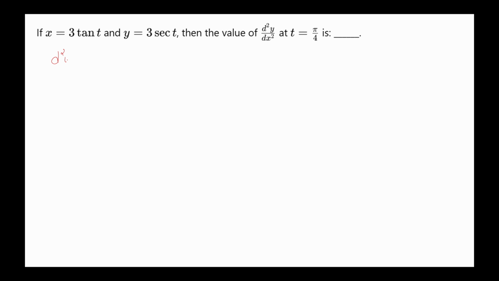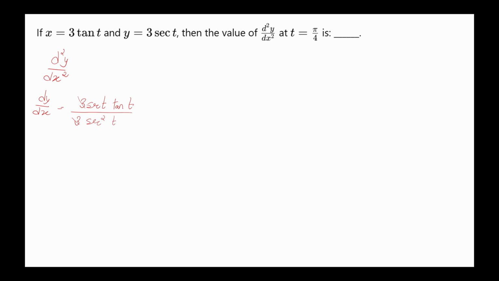So we have to find out d2y by dx square. So first let us find out what our dy by dx is going to be. Since x and y both are given in terms of t, I can simply differentiate y in terms of t divided by differentiation of x in terms of t. So what is my differentiation of y in terms of t going to be? This would become 3 sec t tan t upon differentiation of x, this would become 3 sec square t. So this is my dy by dx, simply I can cancel out 3 and 3.